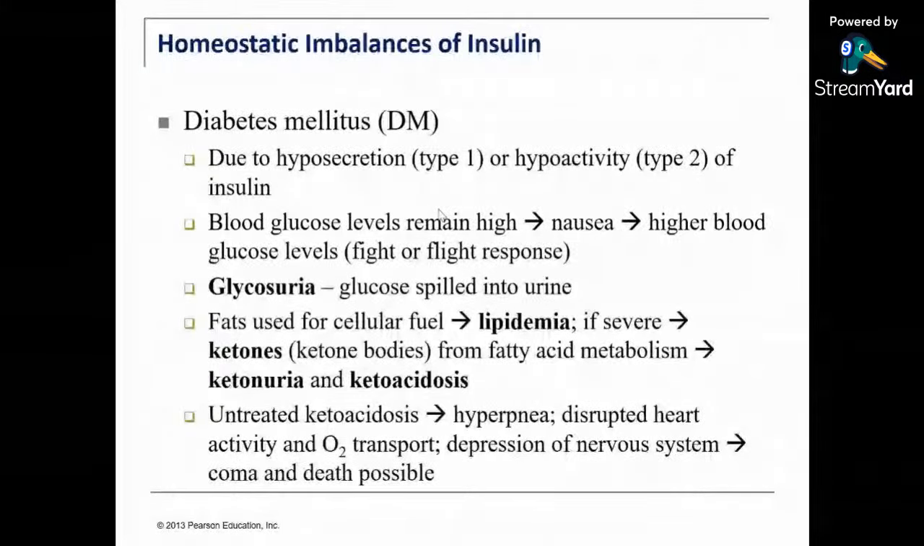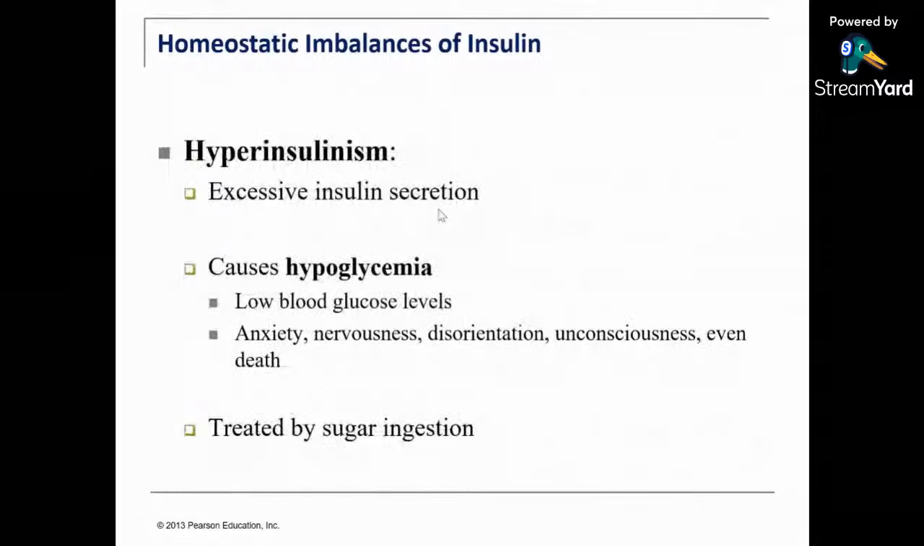Untreated ketoacidosis results in hyperpnea, disrupts the heart activity and O2 transport. Depression of nervous system results in coma and death also. Homeostatic imbalance of insulin causes hyperinsulinism, excessive insulin secretion causes hypoglycemia, low blood glucose levels, anxiety, nervousness, disorientation, unconsciousness, even death, treated by sugar ingestion.